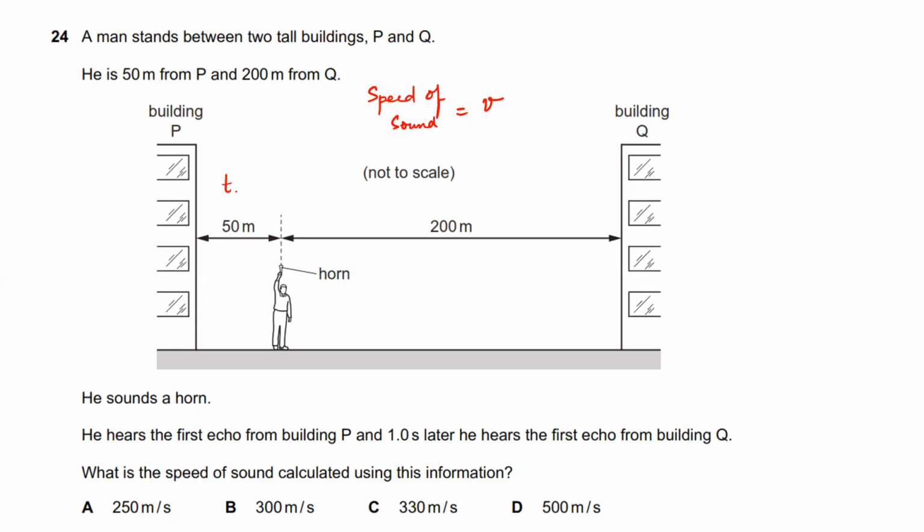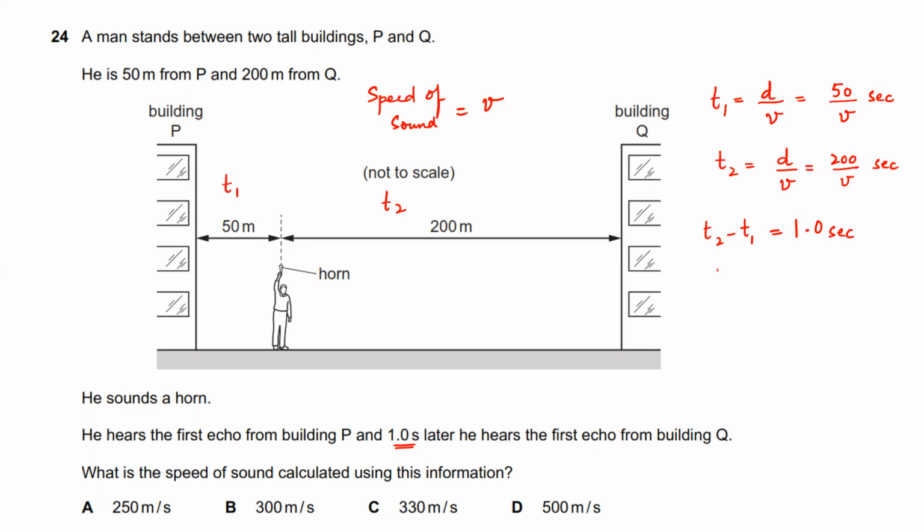So calculate the time taken by the first echo. T1 is equal to distance divided by speed of sound. The distance is 50 meters divided by the speed of sound v. This is in seconds. Then calculate T2. T2 is distance divided by v. Distance is 200 meters, divided by v. This is in seconds. So the difference in time is equal to 1 second, the later echo. So 1 second.